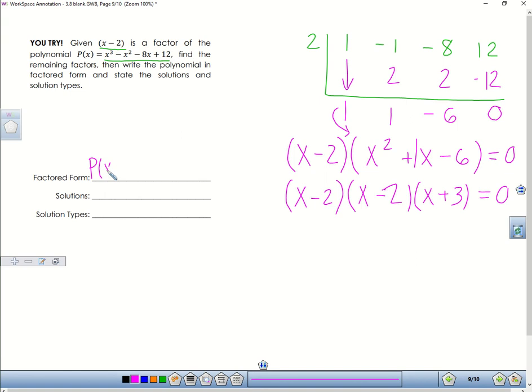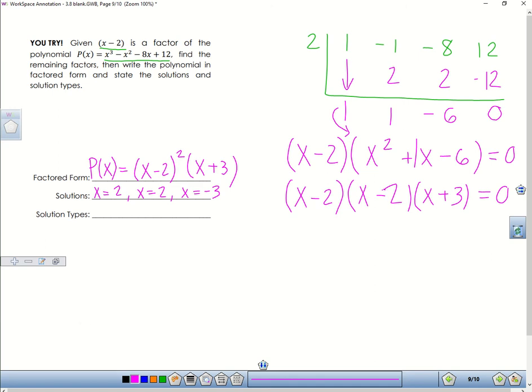So this is p of x equals, you can write it two ways. You can write it out how I wrote it here, or you can also say that this is to the what power? Second power. Good. So now we find our solutions. So what are our solutions? x equals 2, x equals 2, and x equals -3. You see why it's negative? Okay. And why is it important that I wrote the same solution twice? Yeah, it would change our multiplicity.